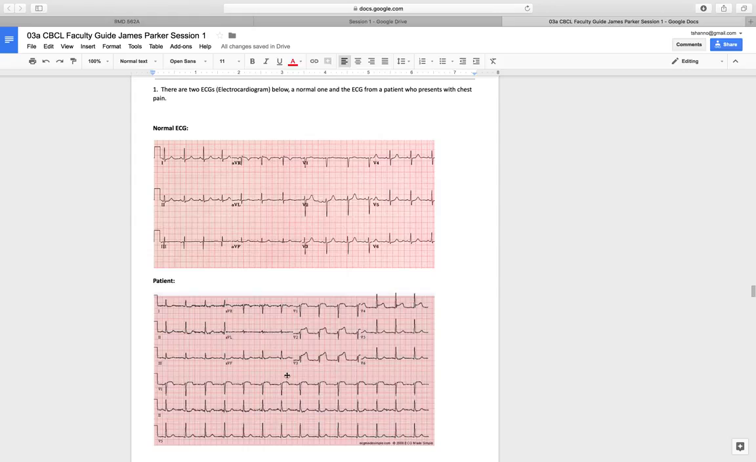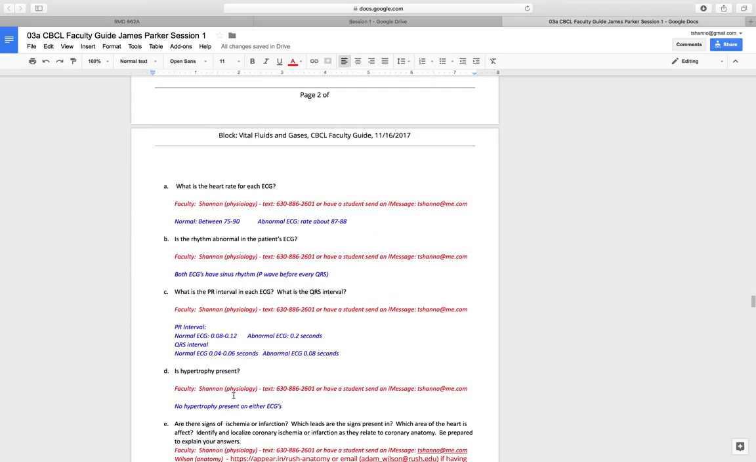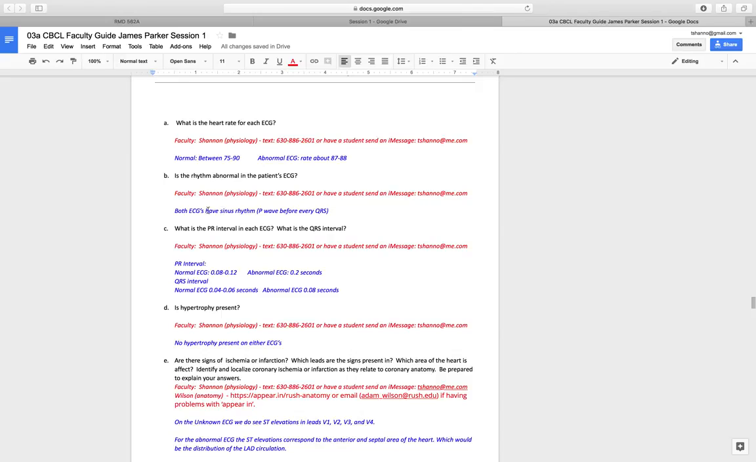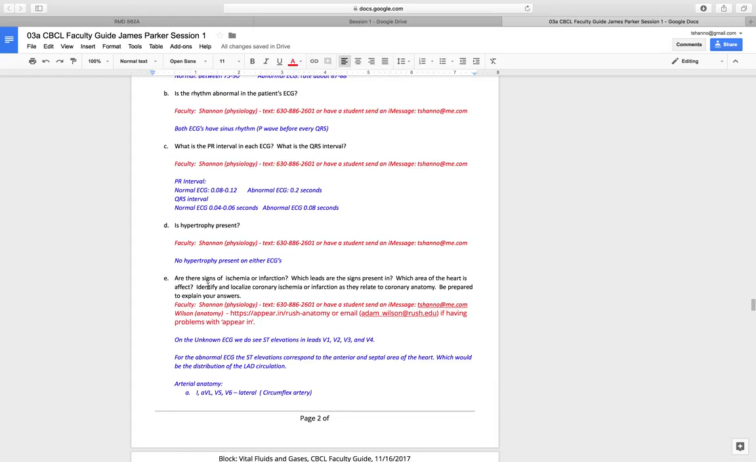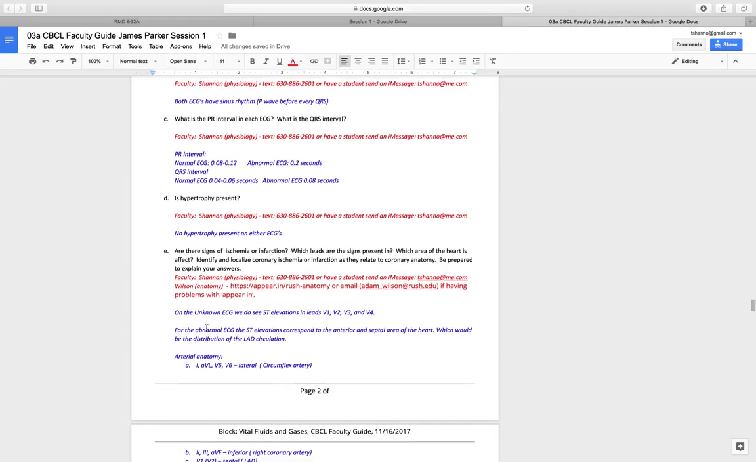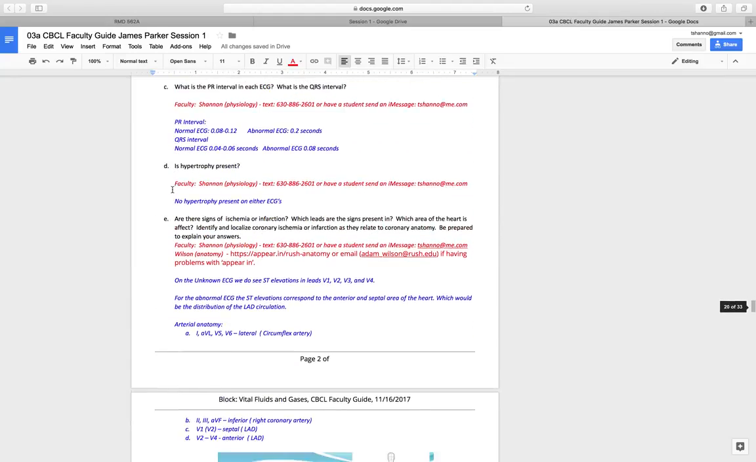So this is another case where we have an EKG with an elevated ST segment. We're going to ask them to calculate the heart rate, maybe make an evaluation of the rhythm, which is just a sinus rhythm, evaluate the PR interval and the QRS interval, which is normal, I believe. And then we have whether hypertrophy is present, and it's not.